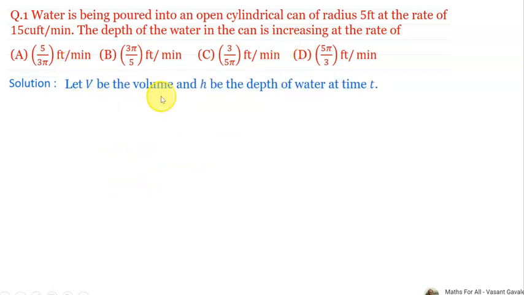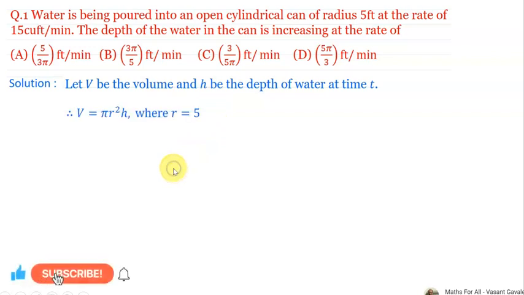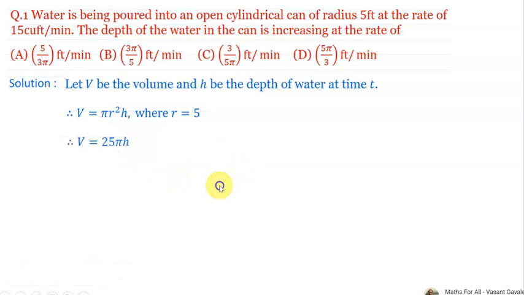Let V be the volume and H be the depth of water at time t. V equals pi r square into H, and R equals 5. If we substitute R equals 5, then V equals 25 pi H. dV by dt equals 25 pi into dH upon dt.